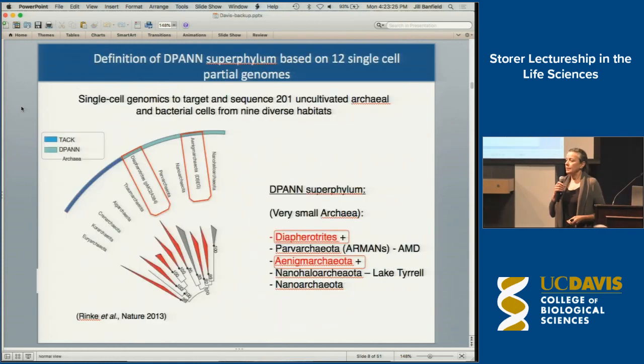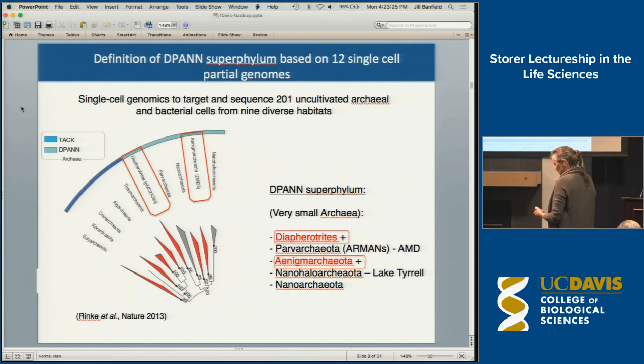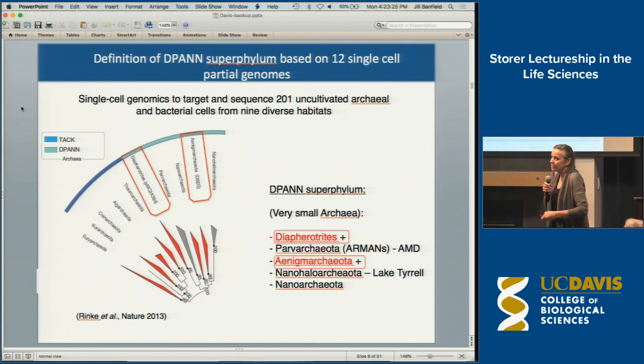Then Christian Rinke and others at the Joint Genome Institute, working with Tanja Woyke, began to sequence single cells from lots of different environments. And they realized that joining our Armans and the nanohaloarchaeota and the nanoarchaeota of Karl Stetter, we have two more groups. We have the, I can't say this name, I'm not going to try, and then this one, Aenigmarchaeota. And they decided to take the first initial from each of the names and call them the DPANN. So the DPANN are archaea. They appear to potentially be a monophyletic group comprised of nanoarchaea.